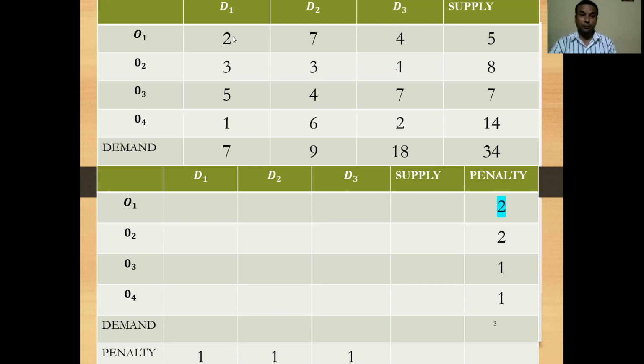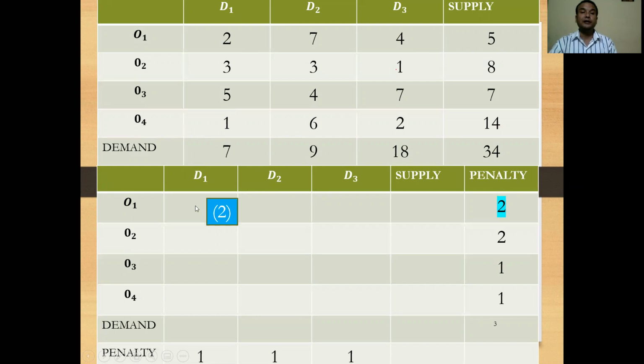So let us drop down this 2 to our table. It means this is the transportation cost for this cell, and how many items can be distributed to this cell will be based on the demand and the supply. In this cell, demand is 7, but supply availability is 5. So maximum 5 items can be distributed to this cell.